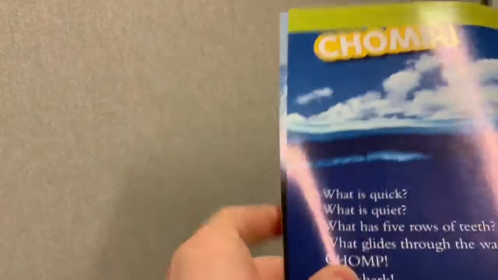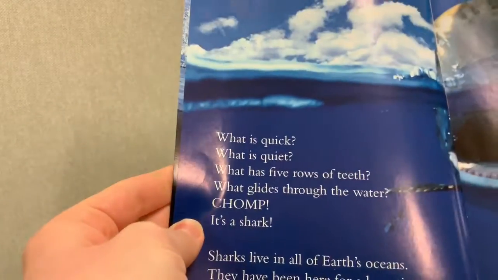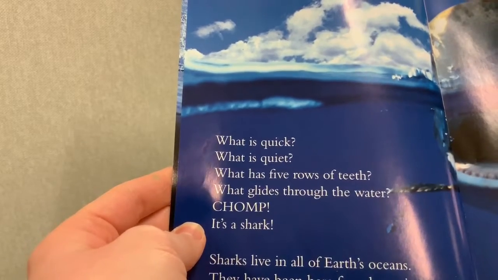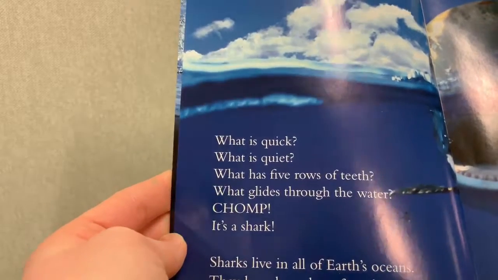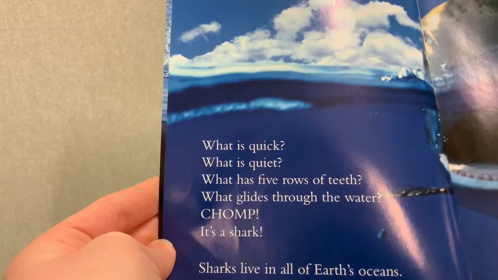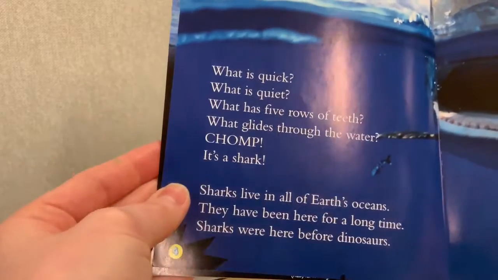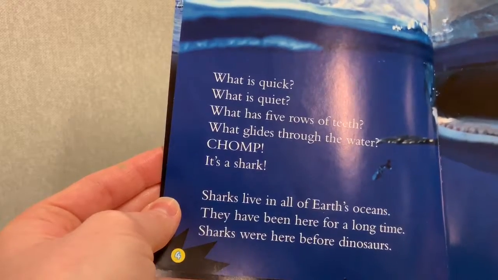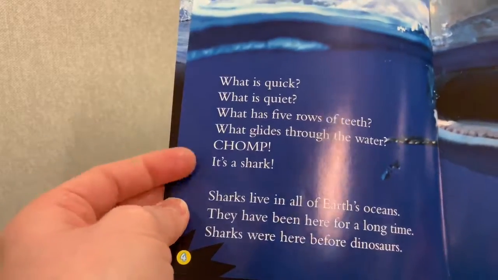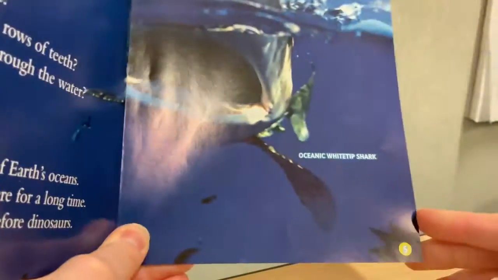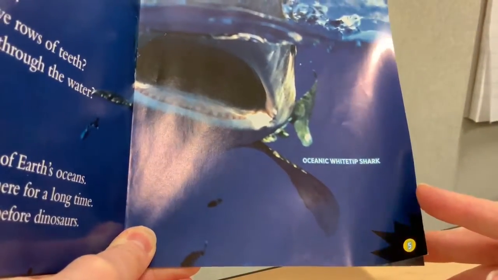Chomp. What is quick? What is quiet? What have 5 rows of teeth? What glides through the water? Chum, it's a shark. Sharks live in all of Earth's oceans. They have been here for a long time. Sharks were here before dinosaurs. Wow, I didn't know that. Oceanic white-tip shark.